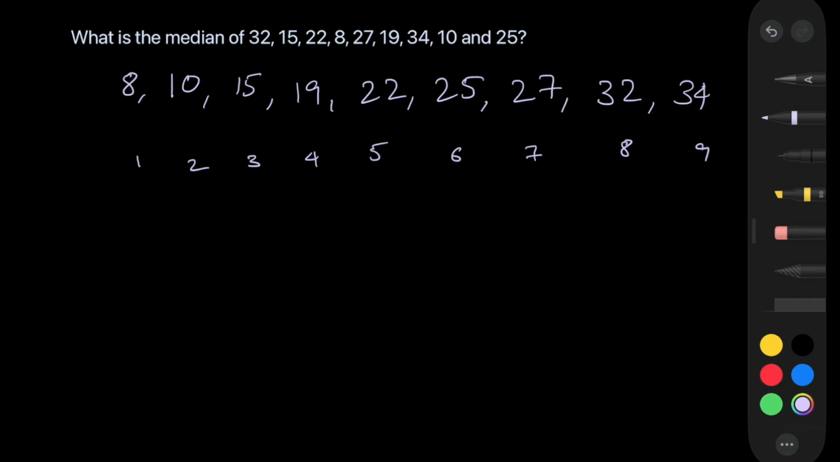So the number that evenly divides this set into a lower and higher half will be the number in position 5, which is 22. So the median of this set is 22.